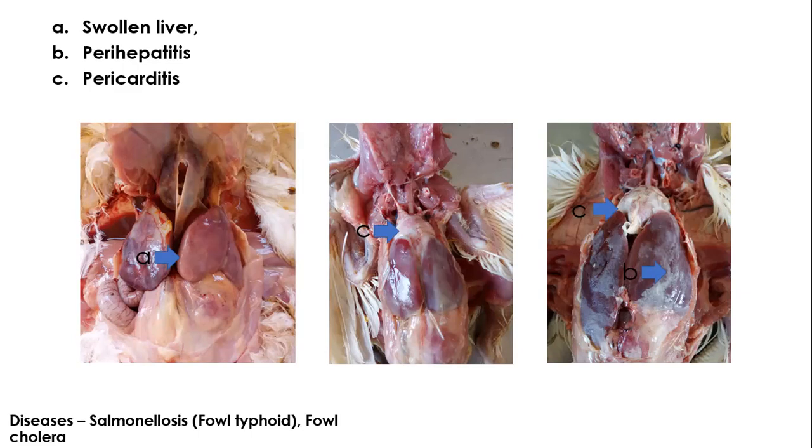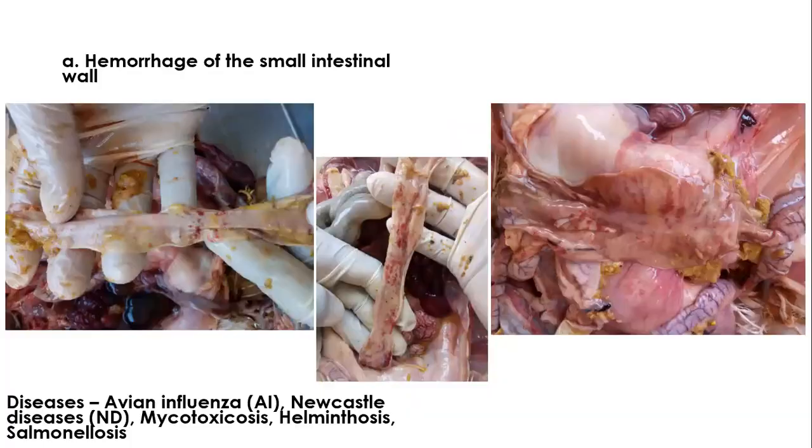And if you look at the pericardium and the liver, you will see that there is perihepatitis, and you can see the covering of the liver. Then we have also the pericarditis, as you can see in C, and then some liver in A. You can see that in salmonellosis, you can also see it in fowl cholera, and in some other diseases that have not been mentioned here.